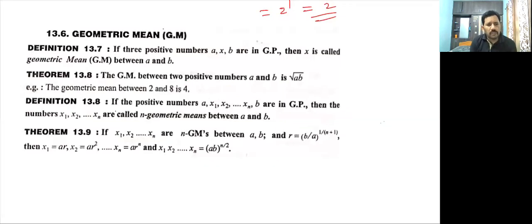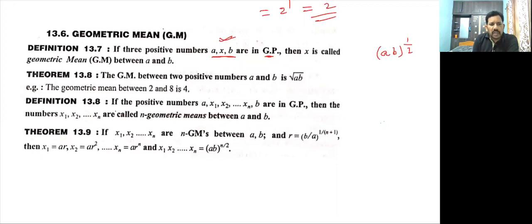Geometric mean. If three positive numbers A, X, B are in GP series, then X is called the geometric mean between A and B. This is the geometric mean definition: the middle value is called the geometric mean between A and B. The geometric mean between two positive numbers A and B is root AB, which we can write as (AB) power 1/2.